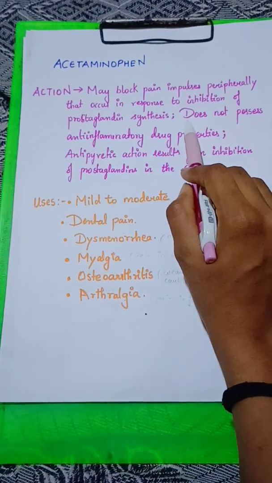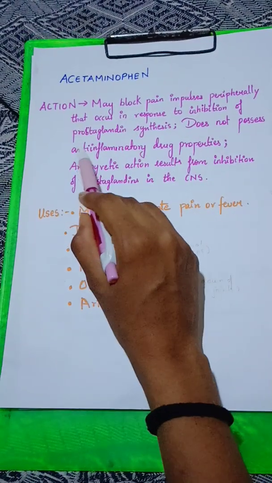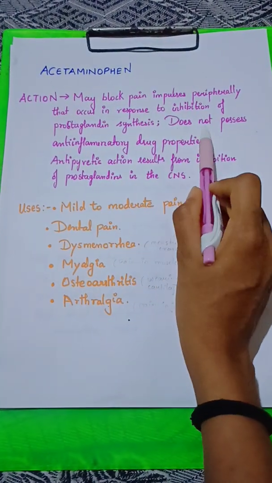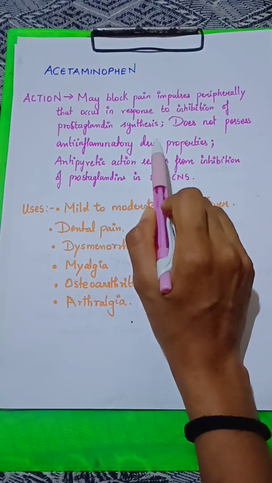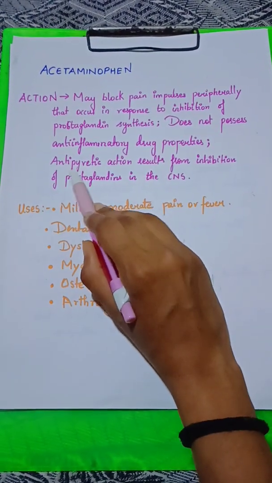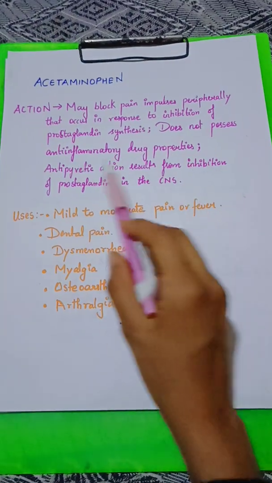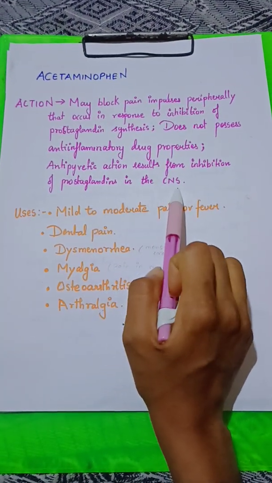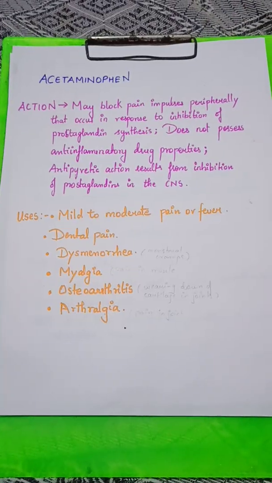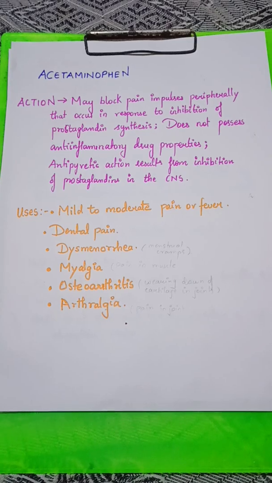And there is a myth that acetaminophen works as an anti-inflammatory drug, but it does not possess anti-inflammatory properties. It is also used for its antipyretic action, which results from inhibition of prostaglandin in the CNS, basically the hypothalamic heat regulation center.